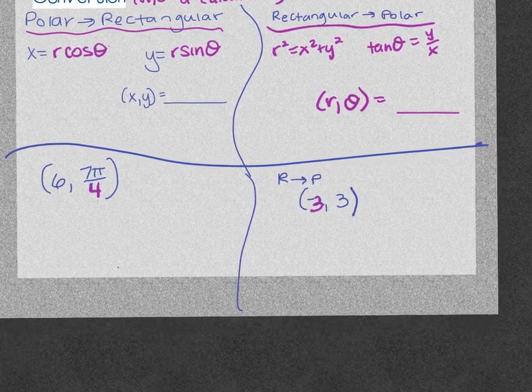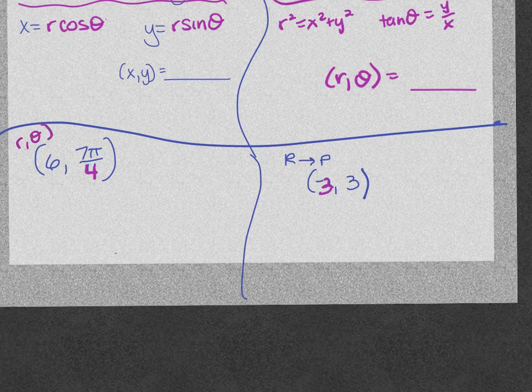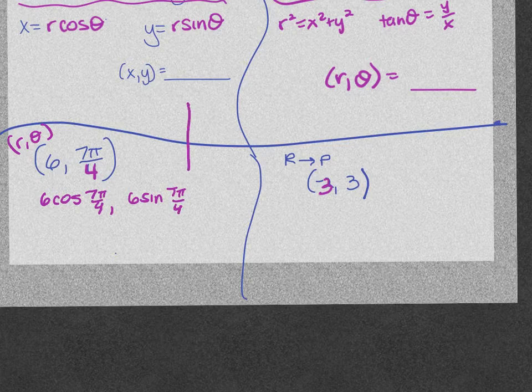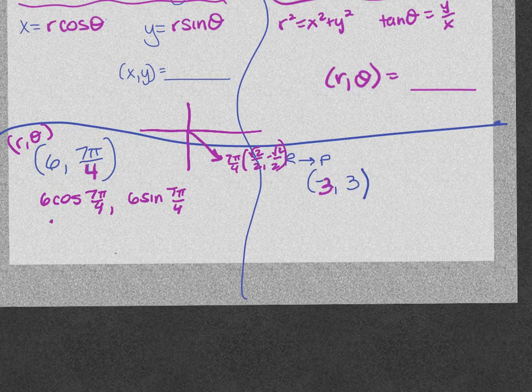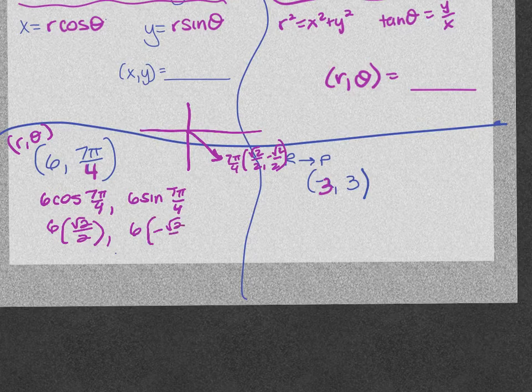So 6 and 7 pi over 4, this is our theta. So this is in polar, and I want to go to rectangular. I would do 6 times the cosine of 7 pi over 4, 6 times the sine of 7 pi over 4. So you're definitely going to want your unit circle. On your unit circle, you'll see 7 pi over 4 is in the 4th quadrant. Coordinate point there is root 2 over 2 and negative root 2 over 2. So 6 times root 2 over 2, 6 times negative root 2 over 2. This becomes 3 root 2, negative 3 root 2.